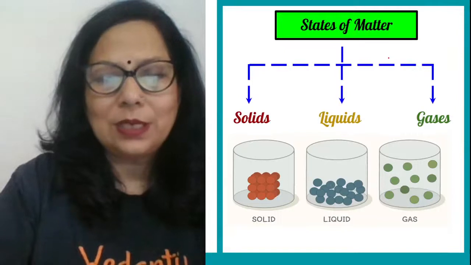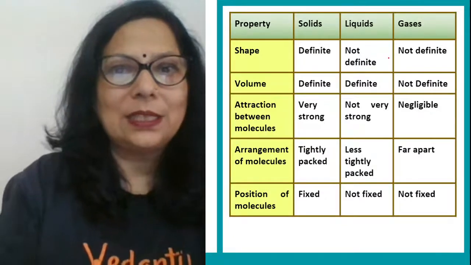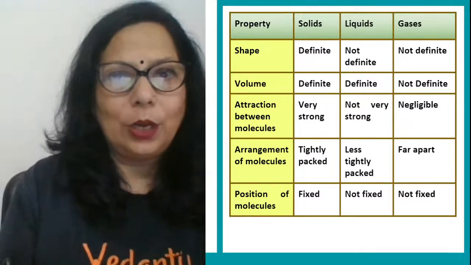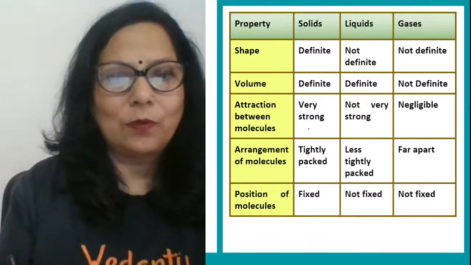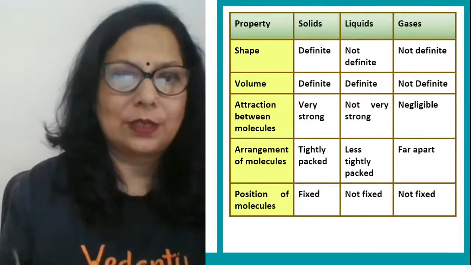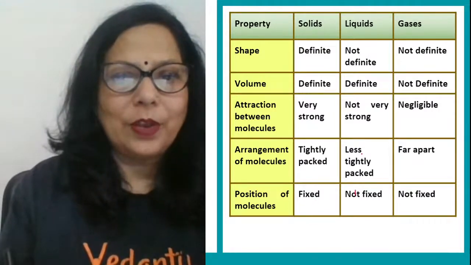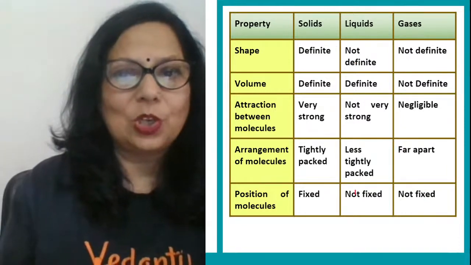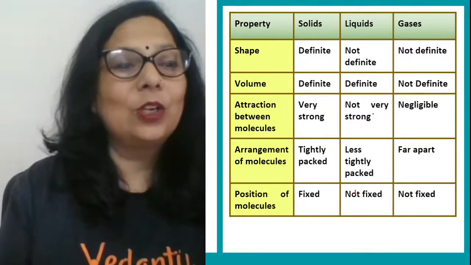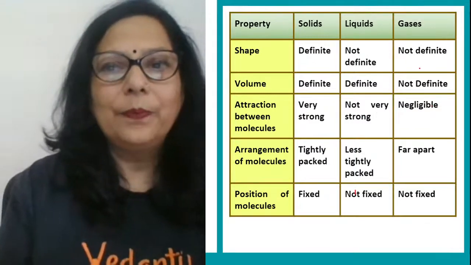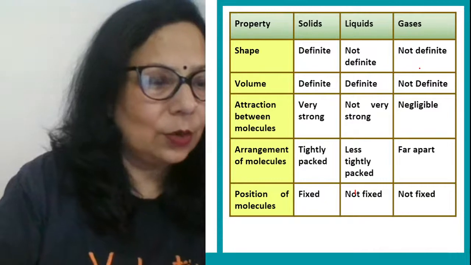So these are the three states of matter which we have discussed. These are the properties I've already discussed. Shape and volume definite for solids. Attraction between molecules very strong. Arrangement of molecules tightly packed. Position of molecules fixed. In liquids, not fixed, less packed. In gases, very far apart. In gases, position not fixed. Attraction not very strong, and in gases negligible. Yes, so that's very good.